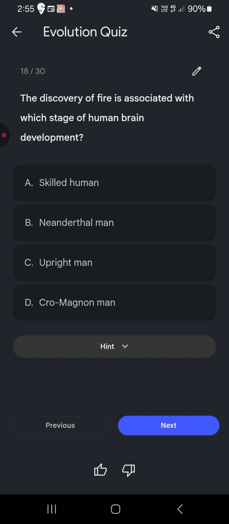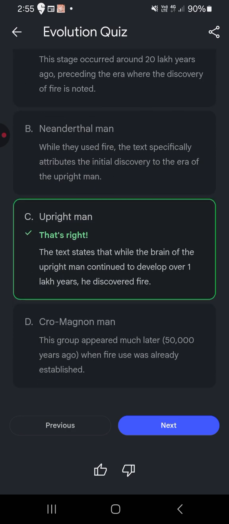The discovery of fire is associated with which stage of human brain development? Discovery of fire. The upright man.